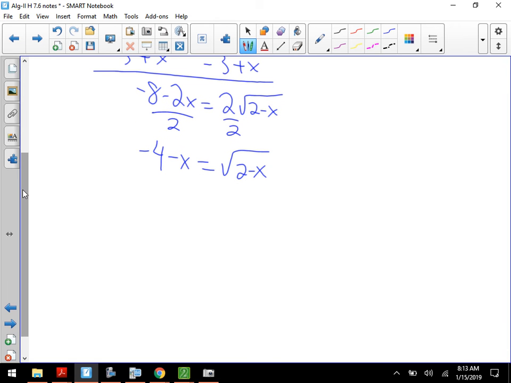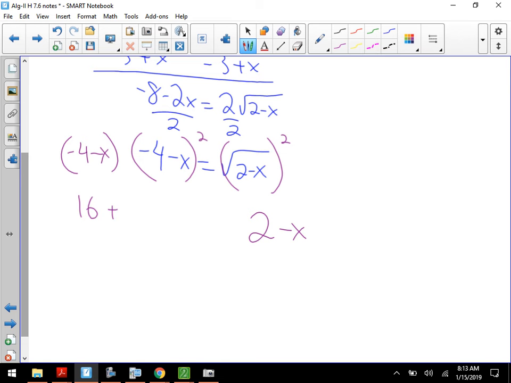Sometimes you have to square things more than once. This one's going to be a little bit cleaner. On the right-hand side, you've got just the square root of junk squared. Junk. Here, you've got a FOIL. Negative 4 times negative 4 is 16. Negative 4 times negative x. Negative 4 times negative x. You get plus 8x plus x squared equals all that.